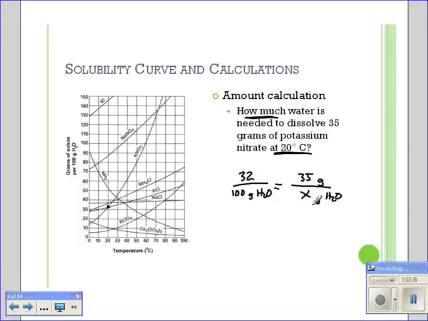I need to know how much water I need to dissolve 35, so it should be larger than 100. And when you cross multiply, you get 110 or so grams of water.